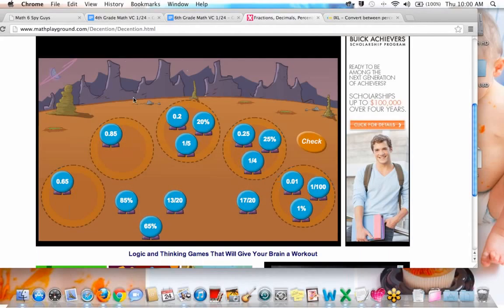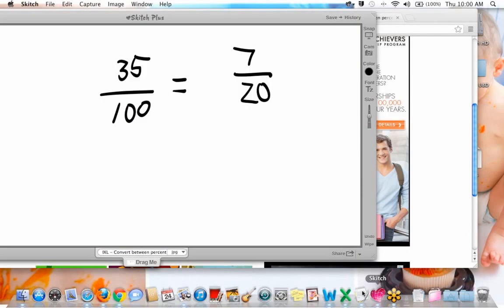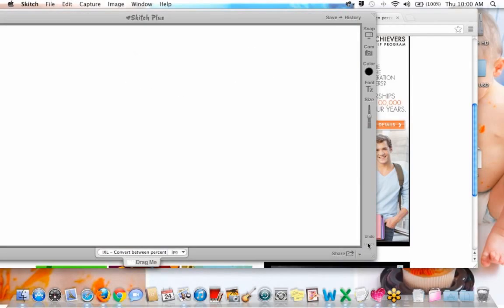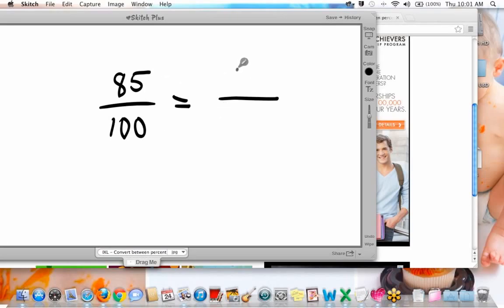Tell me what I need to put in this next circle. Go ahead. 85%. That's right. And then this is slightly trickier. It's not that bad, but 85% or 85 out of 100. So I'm going to have to do a little bit of reducing to find the simplest form. So I know right away if I divide both by 5, what's 85 divided by 5?